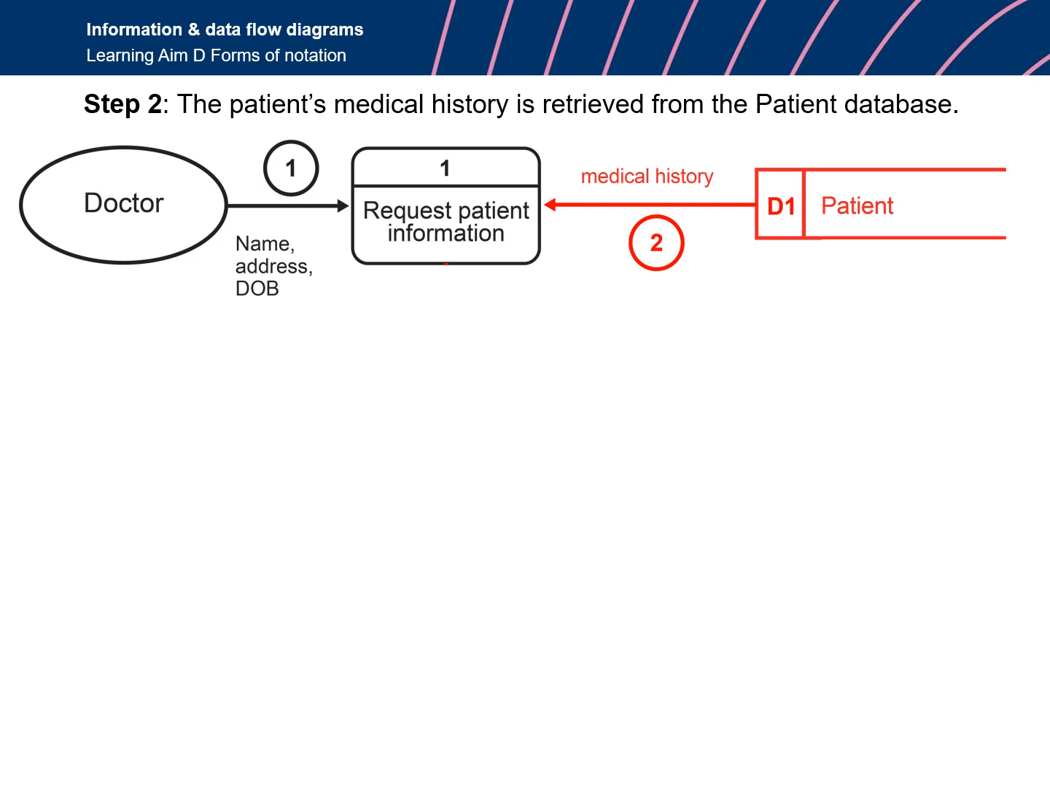In step 2, we are told that the patient's medical history is retrieved from a patient database. So this means that once a doctor has asked for the information, it is found from a file that is stored about the patients. So I've now got the medical history coming from a file store, which is the patient file, going back to the doctor through their request process.